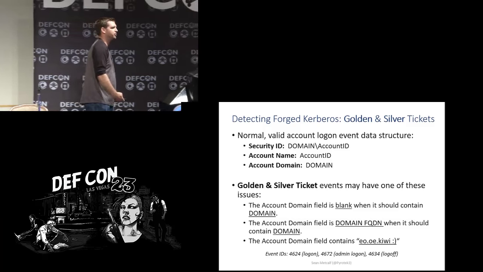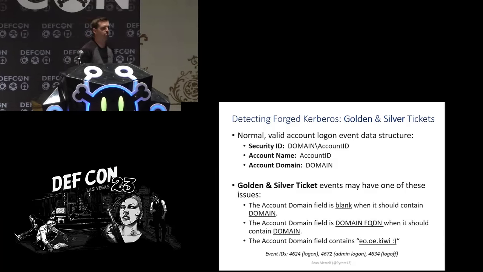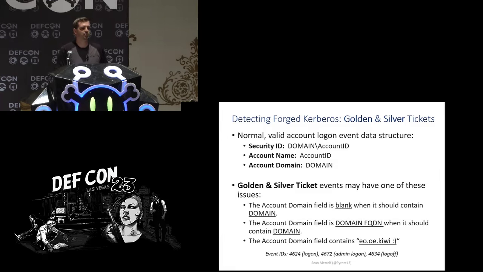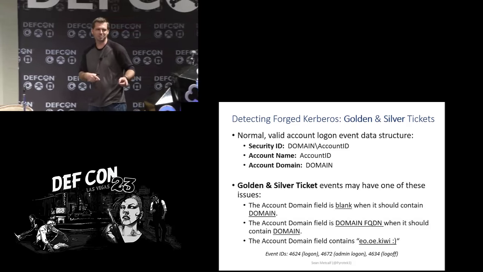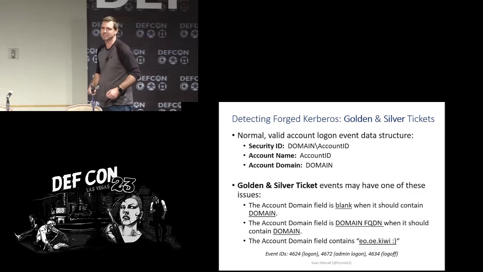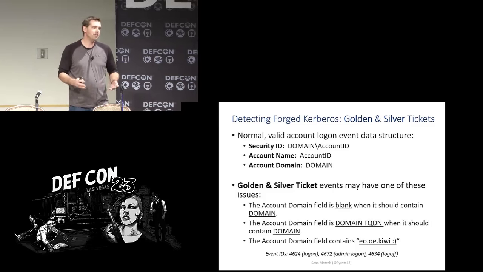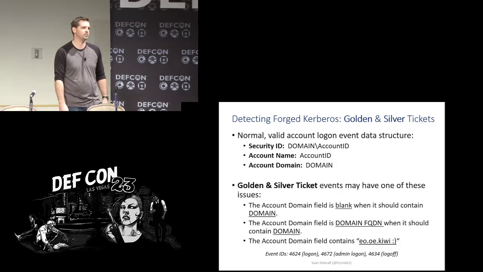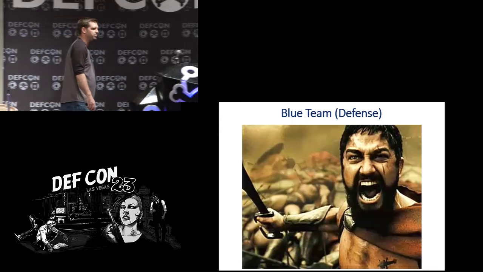So, detection of this. Earlier this year, I discovered some anomalies with the domain fields within these events on the bottom. Mimikatz was updated in late April, and now you have this attribute, this field on the bottom. So these indicators don't work as well as they used to, but they may still work. But I'll talk about a different way that you can potentially detect this and do a pretty good job of it. So let's talk blue team.